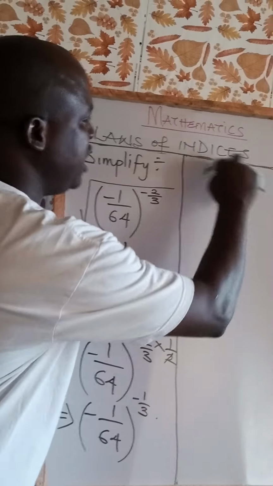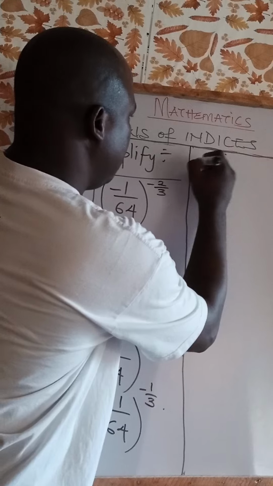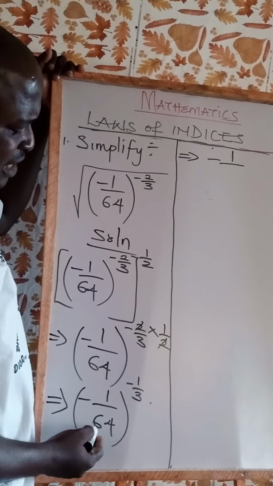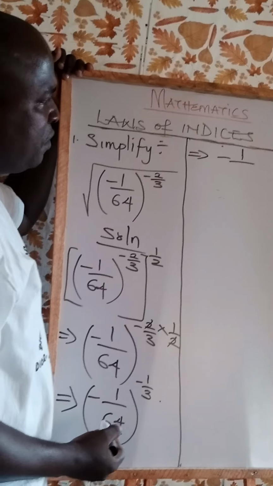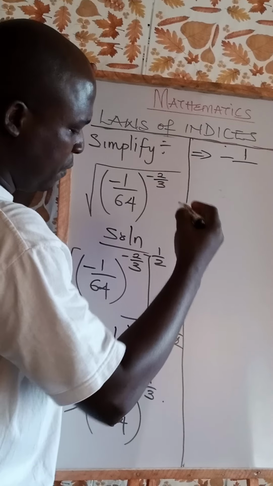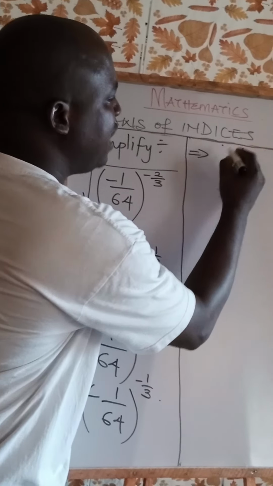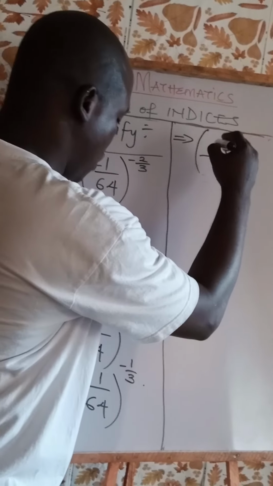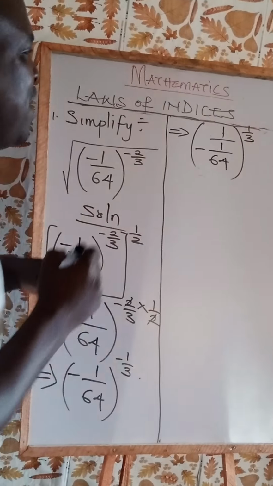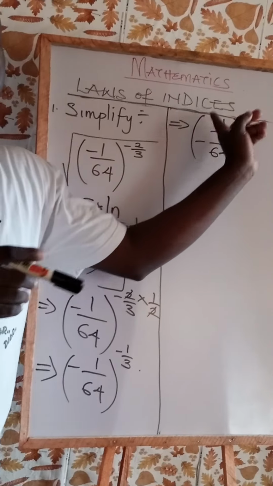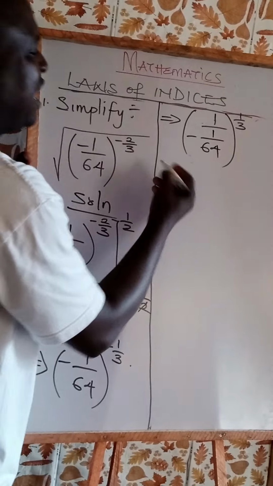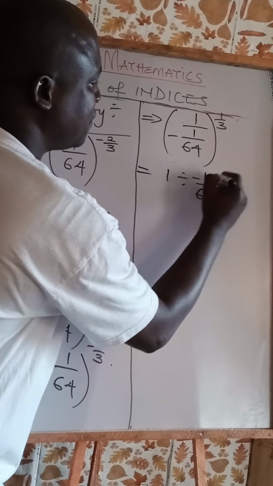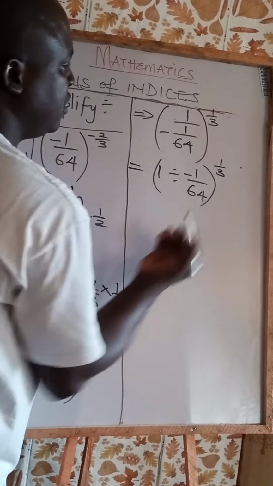So if we are to apply that law, we have minus 1 all over 64, everything to the power of 1 all over 3. That means I have removed the negative power there. And in the bracket, if you have something like this, that means I'm going to have 1 divided by 1 all over 64, everything raised to the power of 3.